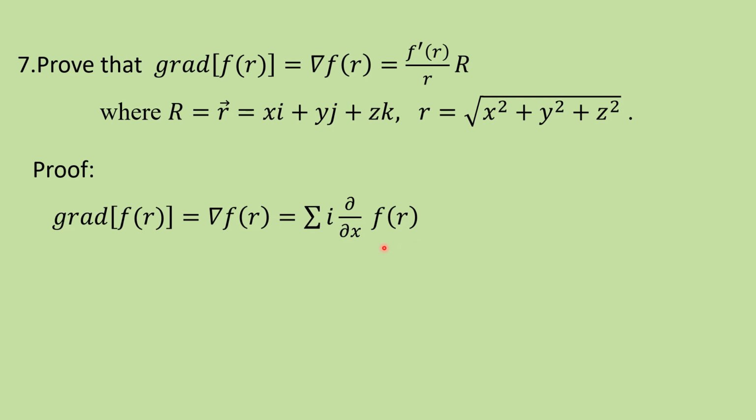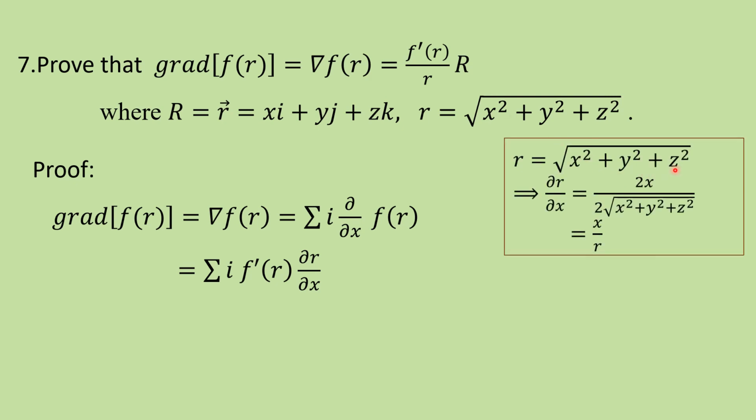Thereby you can write the remaining two more partial derivatives. So what is dou by dou x of f of r then? Partially differentiate with respect to x. The derivative of f of r is f dash of r into inner term r. So dou r by dou x, where r is nothing but square root of x square plus y square plus z square. Partially differentiating with respect to x means treating y and z constant. So this gives 1 by 2 root x square plus y square plus z square into the inner term. Its derivative is 2x, so 2 gets cancelled. x by square root of x square plus y square plus z square is nothing but r. So that's why it is x by r.